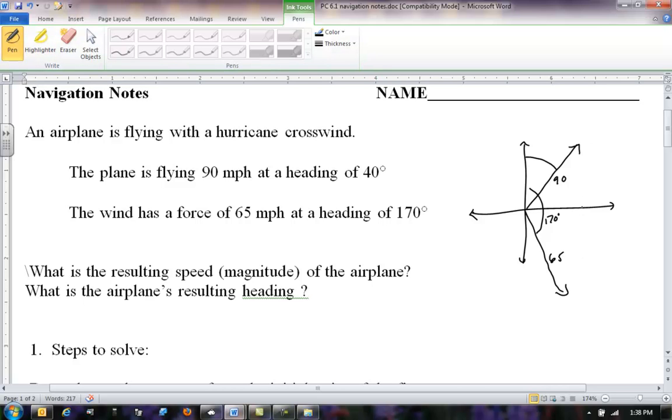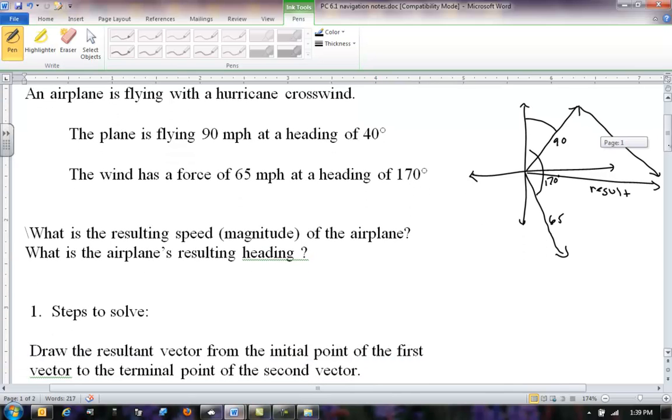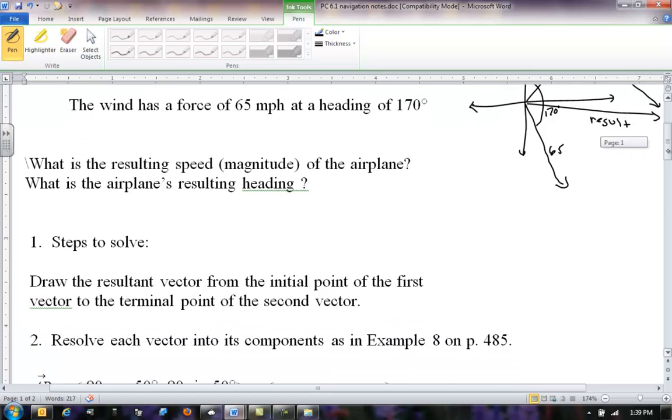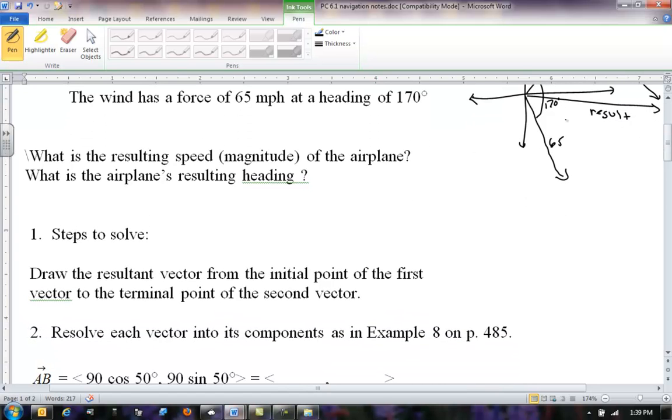So remember, if you do tip to tail, you slide this wind, because the wind is acting on the end of the airplane, so you can imagine the wind is blowing this way. The resulting vector is going to be somewhere over here. This is the result, because you take from the tip of one to the tail of the other one, so that's where it ends up. It says draw the resultant vector from the initial point of the first vector to the terminal point of the second vector, so that's where it's going.